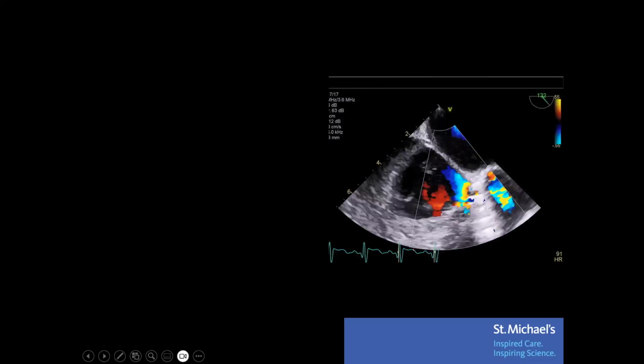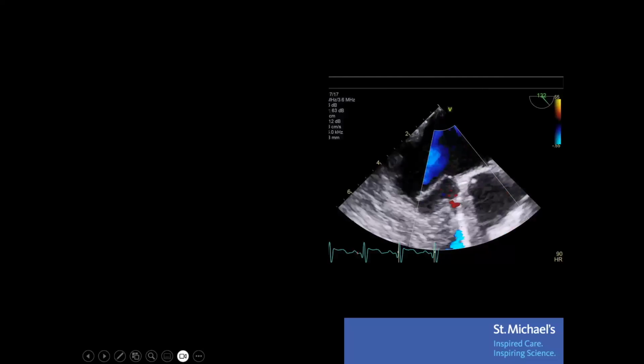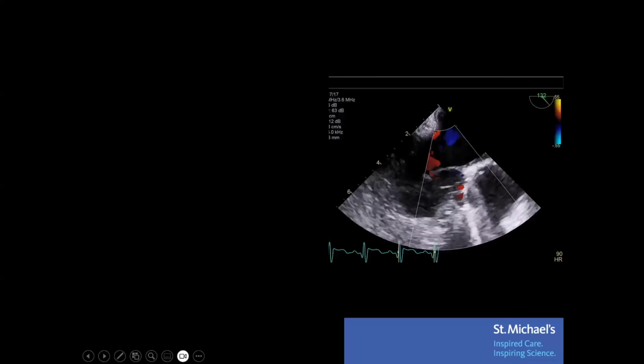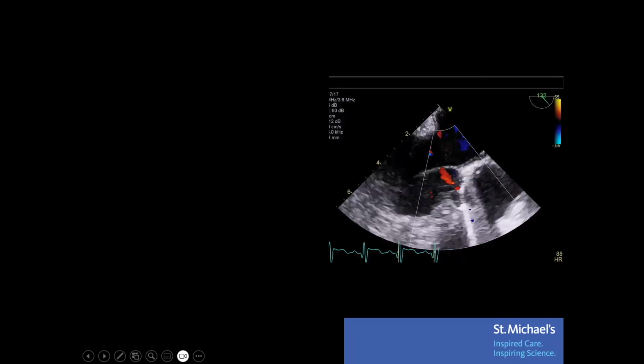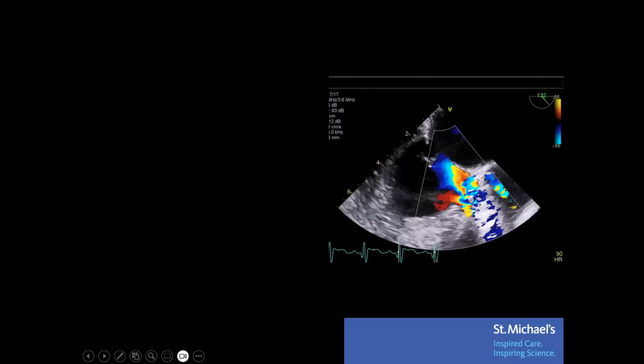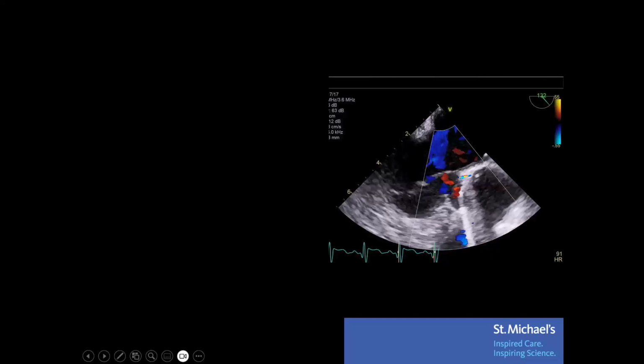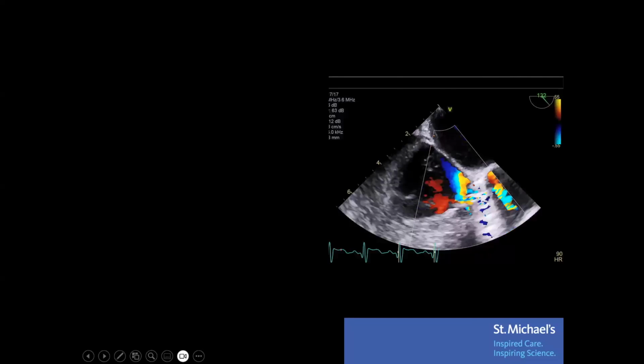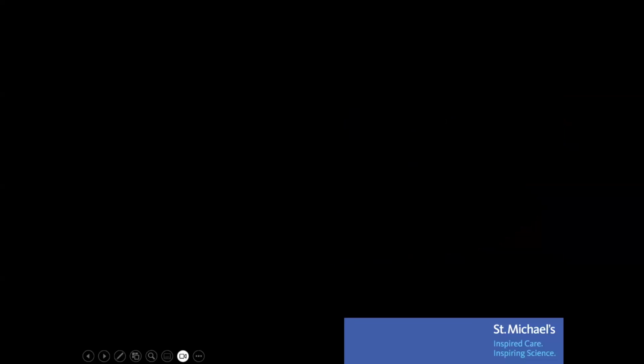I'll just play it multiple times, but if you look at the flow convergence and where the valve annulus is, the valve annulus is further there, but the flow convergence actually starts a little bit before that, and there is flow acceleration right before that.